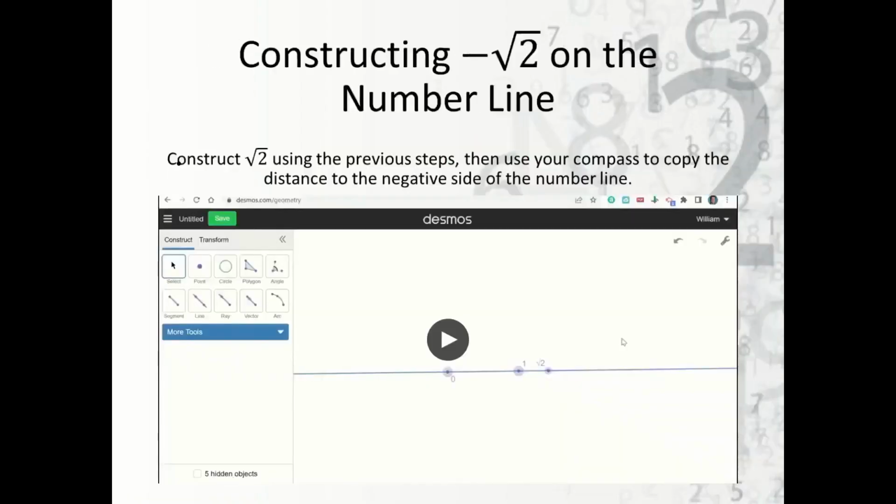and now we have constructed 2 square root of 3. Now let's take a look at how to construct negative square root of 2 on the number line. We'll construct it by constructing square root of 2 and then copying it to the other side of 0. And here's a video that shows you how to do that.